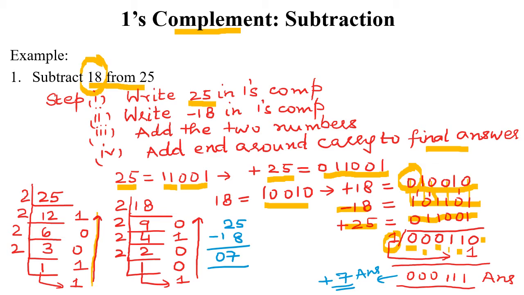Add this end around carry to the final answer. So 0 plus 1 is 1. Copy the remaining bits, that is 1, 1, 0, 0, 0. So the final result, convert it into decimal. The first bit is 0, which indicates the number is positive, and 0, 0, 0, 111 is equal to plus 7. So the answer is plus 7, and the final answer 0, 0, 111 is the correct answer. 25 minus 18 is equal to plus 7.